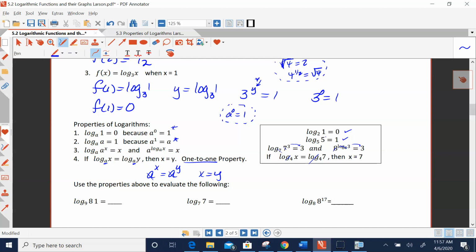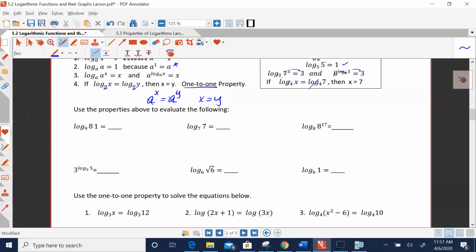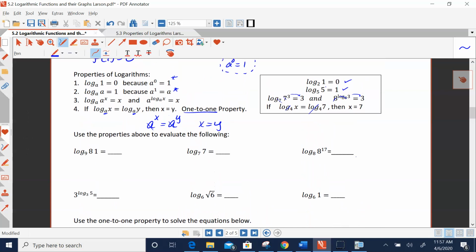Let's put some of those properties to work. So we're going to use those properties to evaluate these logarithms here. So when you're working with these using the properties, you kind of want to keep in mind, I would like to make my bases match. Because if I can make my bases match, they pretty much just kind of cancel out.